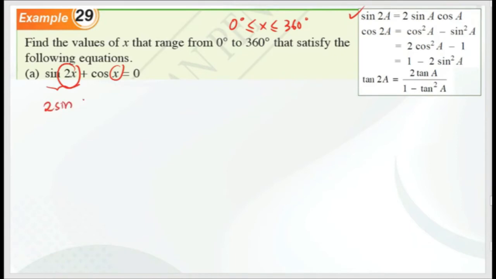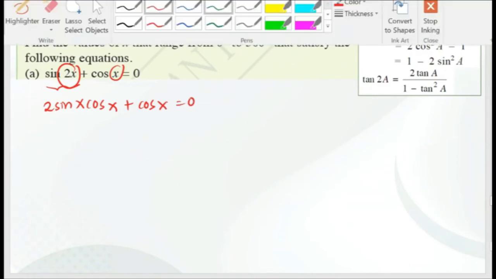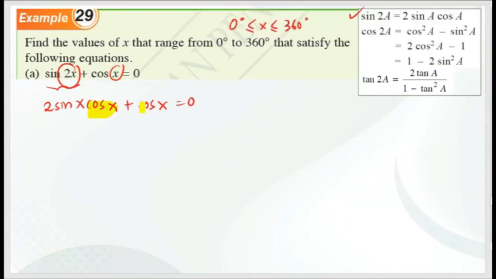2 sine x cos x plus cos x equal to 0. Cos x the same, right? So we can factorize it out. This is multiply 1, so cos x. Now you take out the cos x. The first term you still left 2 sine x. Second term 1, not 0, 1 multiply cos x equal to 0.